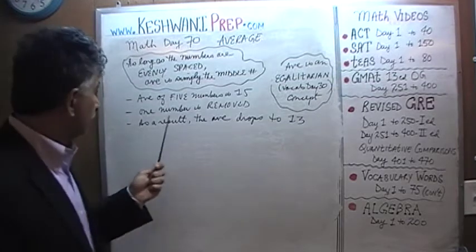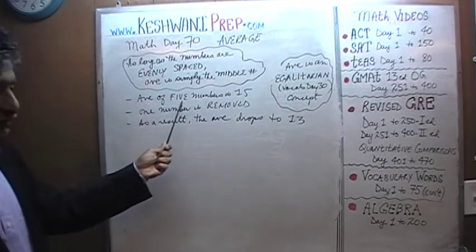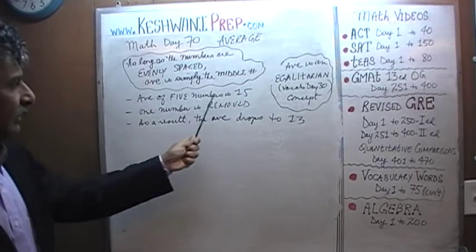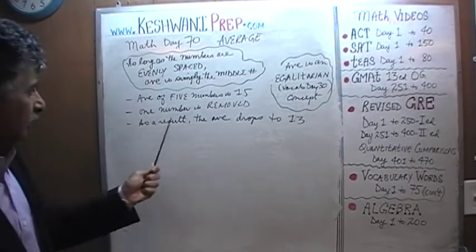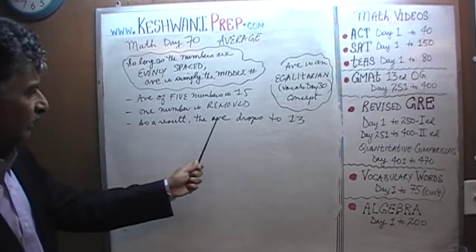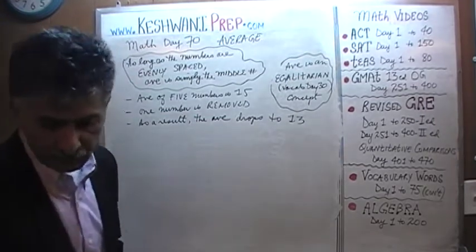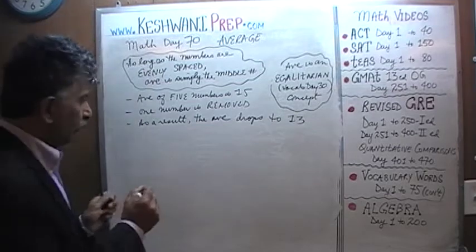Here's the problem. We are told that the average of 5 numbers is 15. We have 5 numbers and their average is 15. They go on to tell us that one number is removed, and as a result, the average drops to 13. The question is, what's the number that is removed?